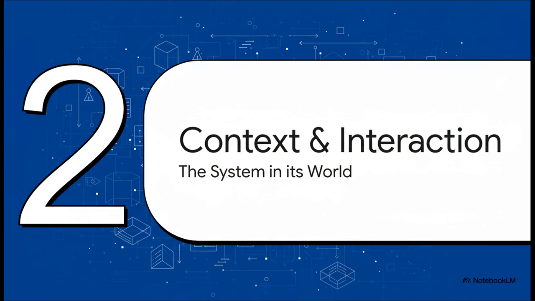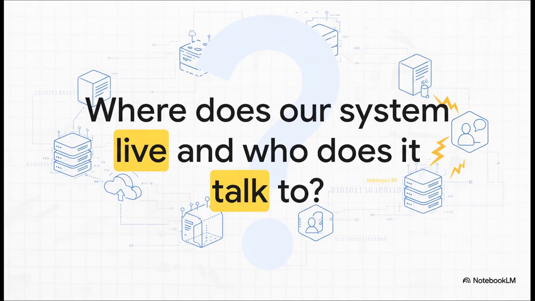Okay, let's move on to our second section, context and interaction, or the system in its world. We're going to start from the outside and work our way in, looking at how our system fits into its environment and talks to everything around it. So, the first two questions we have to ask are really simple, but they are absolutely foundational. First, where does our system live? And second, who or what does it talk to? If you can't answer those two questions clearly, you're going to have a bad time. Getting this right from the start defines the entire scope of the project.